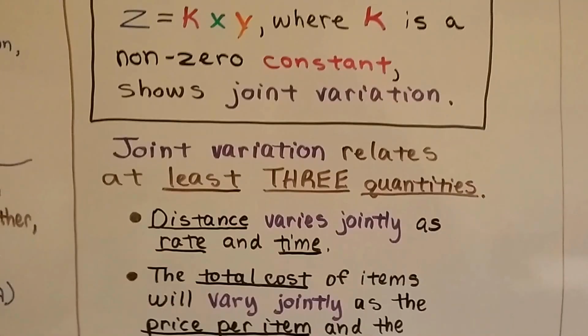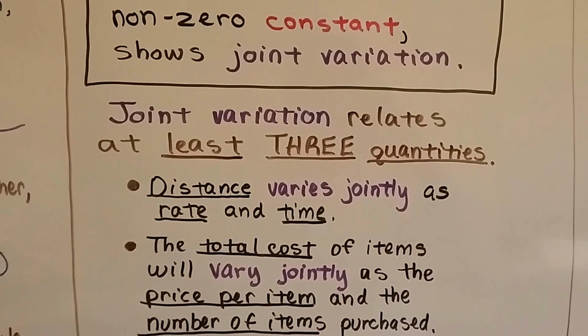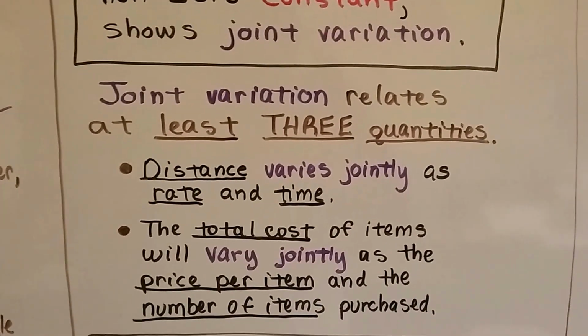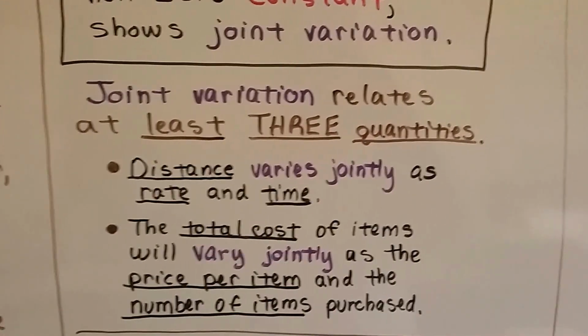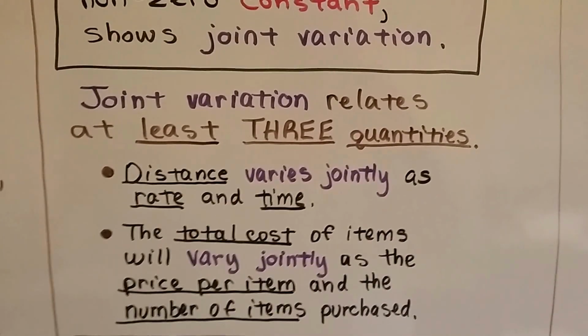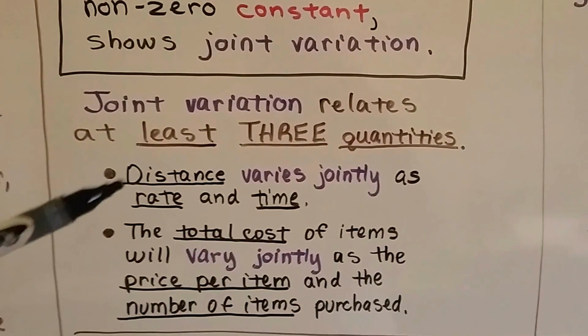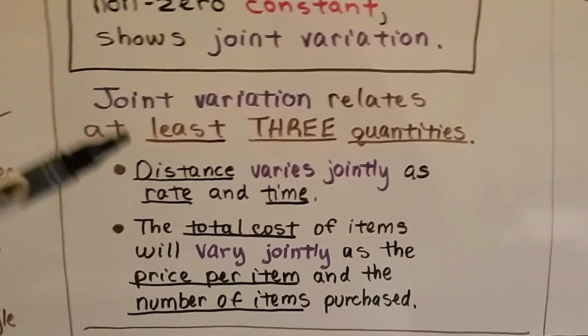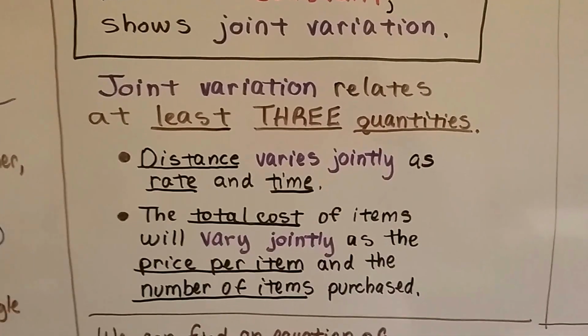So distance varies jointly as rate and time. That's three quantities. The total cost of items will vary jointly as the price per item and the number of items purchased. That's three quantities. So it says at least three quantities. So we could have 4, 5, 6, 10, 20 quantities. We just add more variables.